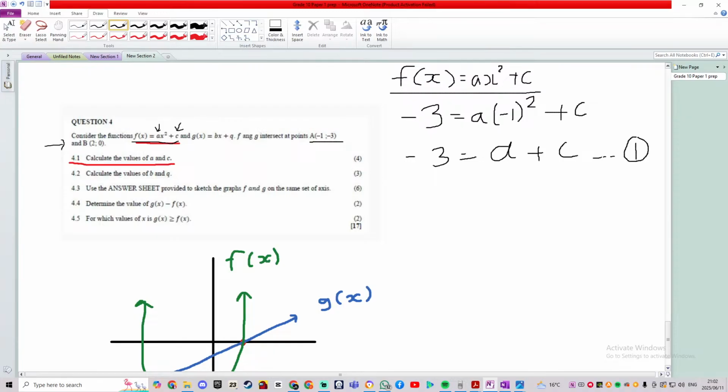That's my equation 1 when I substitute the point a in here: minus 1, minus 3. Now I'm going to substitute. I'm going to do this in the color red. I'm going to substitute the point b, 2 and 0, into that same equation.